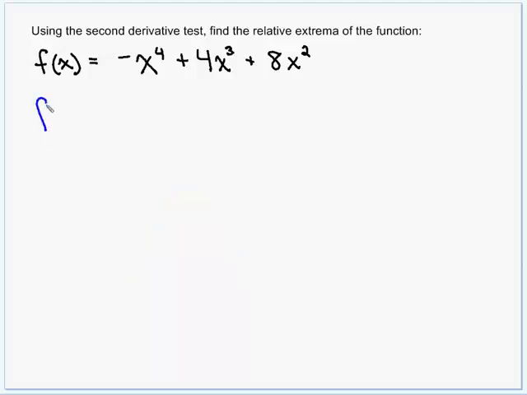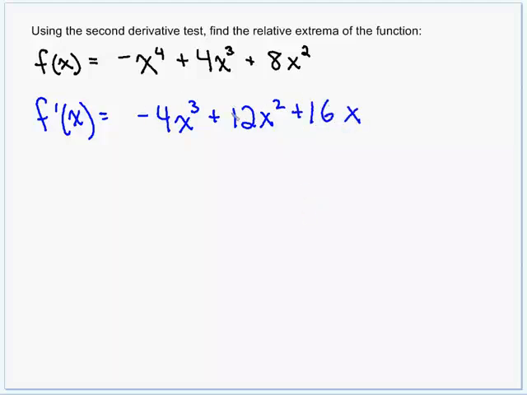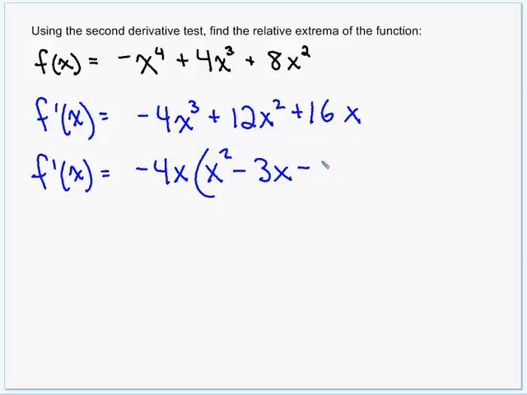So step one, let's find the first derivative. And that'll be negative 4x to the third plus 12x squared plus 16x. And if I notice, every term has an x term, and it also is divisible by 4. And we'll see after we factor it, I'm also going to pull a negative out with those terms. So I'm going to factor out a negative 4x. So left hand side is going to be an x squared minus 3x minus 4.